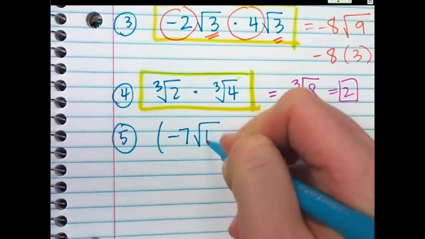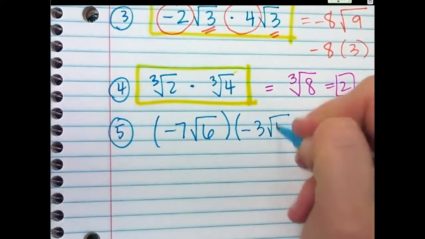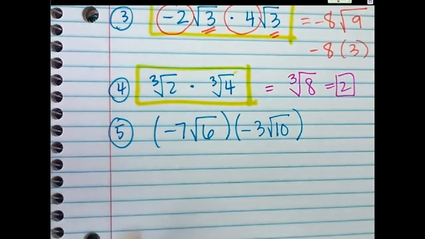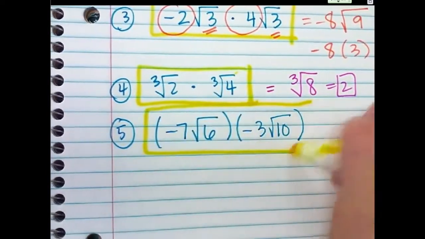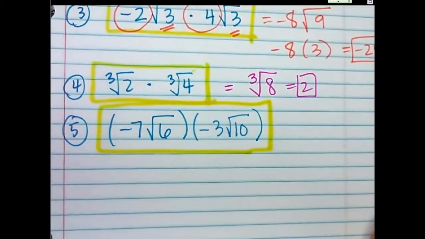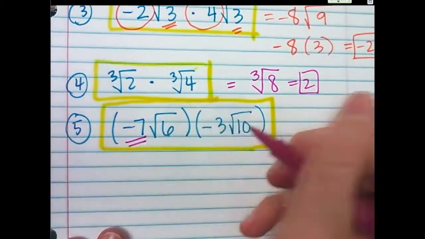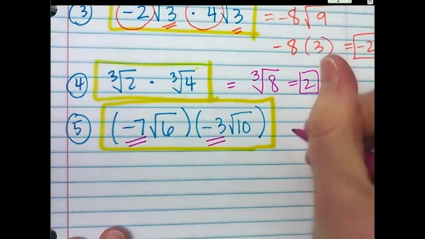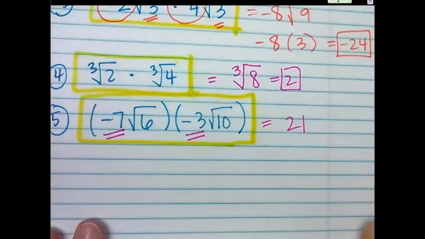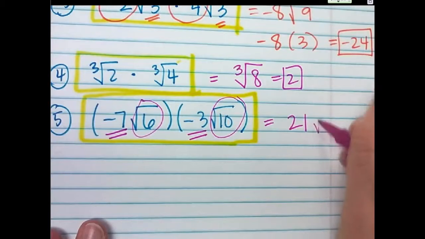Number 5. Negative 7 square root 6 times negative... dividing, which isn't bad. Really, it's more multiplying than anything. So it's not horrible. Okay, multiply outside numbers together. Negative 7 times negative 3, positive 21. Multiply inside numbers together. Square root 6 times square root 10 is square root 60.